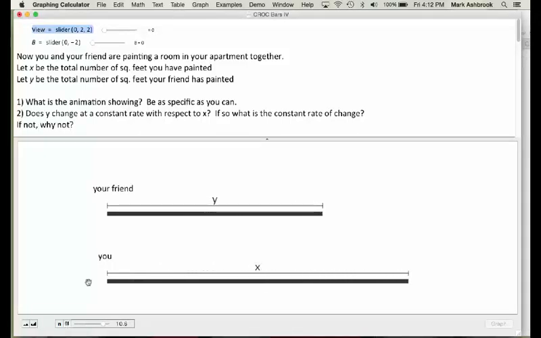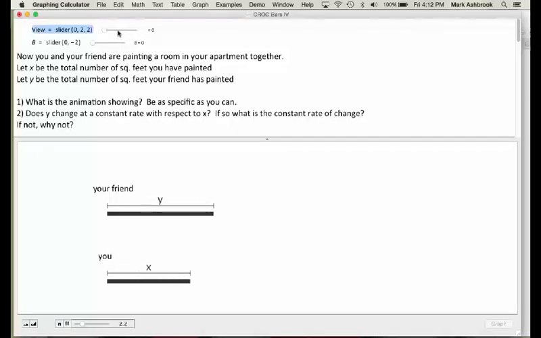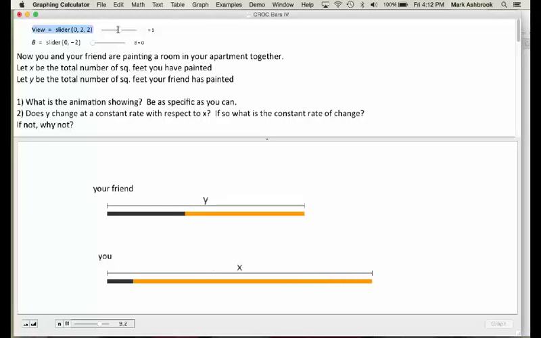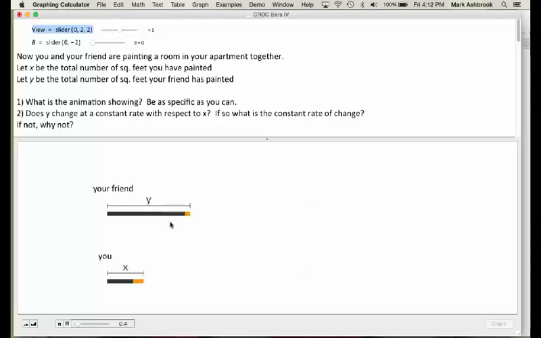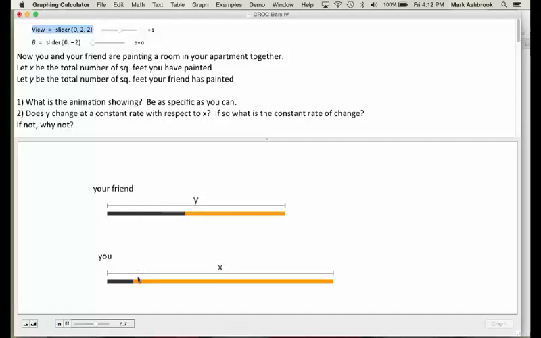So I continued to alter this animation to help you maybe see that. And the first thing I did was split up the bars into this black portion, which is kind of an initial amount that each has painted, and now this gold or orange portion of the bar is showing the amount of change, the additional amount painted from the starting amount. If we were to analyze this in terms of constant rate of change, we'd be focusing on the orange parts of these bars, not the total lengths of the bars.